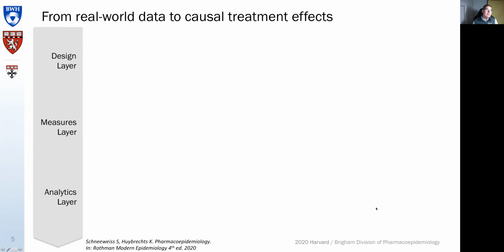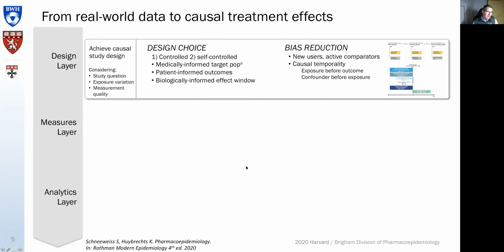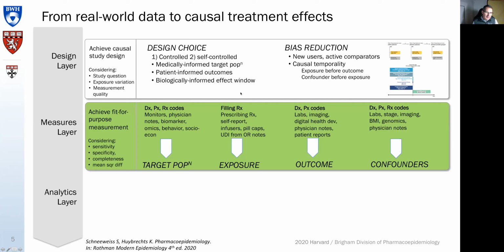Now, the research operations of a real-world evidence study in order to come to causal treatment effects is a quite linear and very repetitive process. It always starts with a design layer. You have to pick the right study design that fits the study question. And these are either controlled study designs or self-controlled study designs that mimic the randomized versions of these. But here, of course, we deal with data that are non-randomized, that we observe in the routine operation of the healthcare system. After that comes the measurement layer, and that is quite complex.